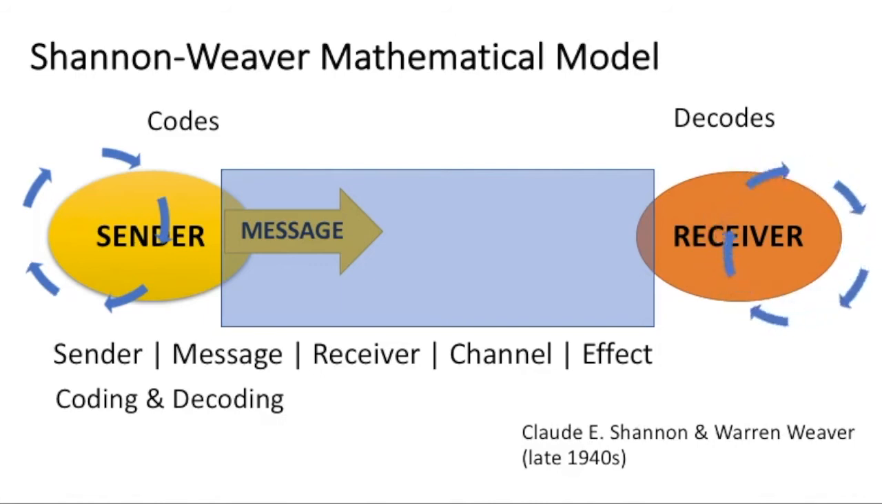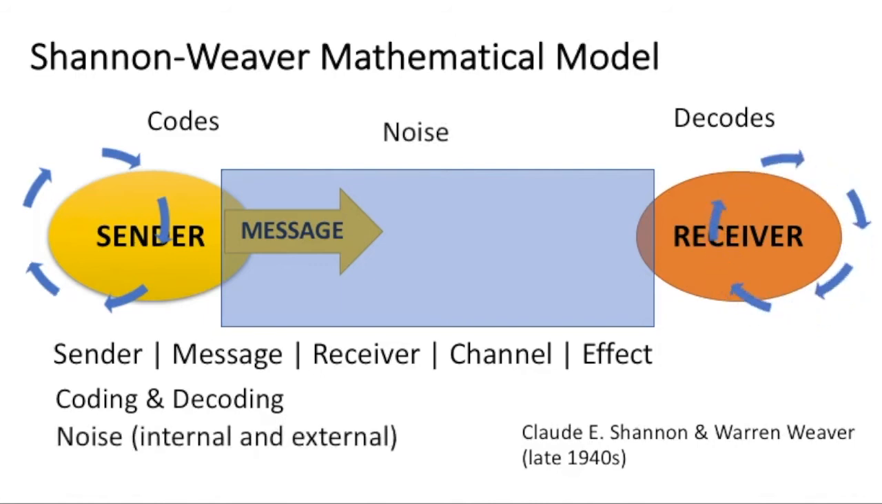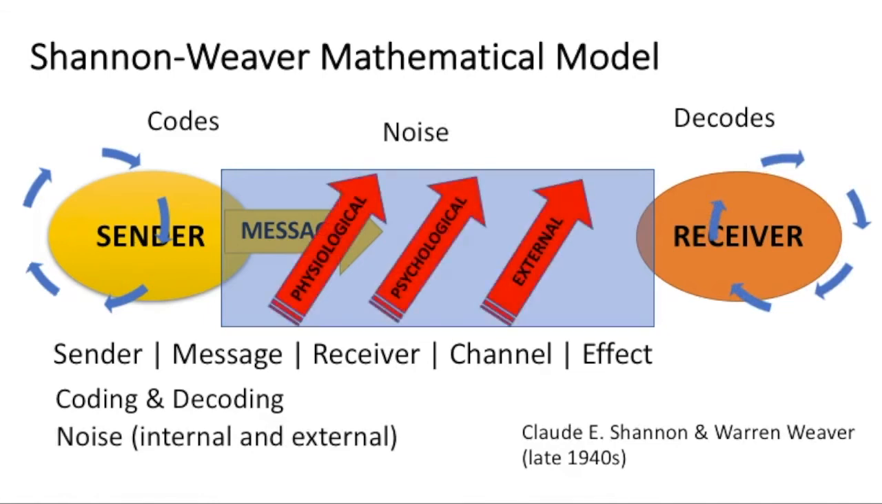Shannon and Weaver also introduced the idea of noise. Noise refers to any internal or external interference that may impact the coding, sending, receiving, and decoding of a message. Noise can be further broken down into three categories: physiological, psychological, and external. Physiological and psychological noise are both internal. Physiological noise would be any physical factors that impact the communication process. Hearing loss, hunger, or tiredness would be forms of physiological noise.